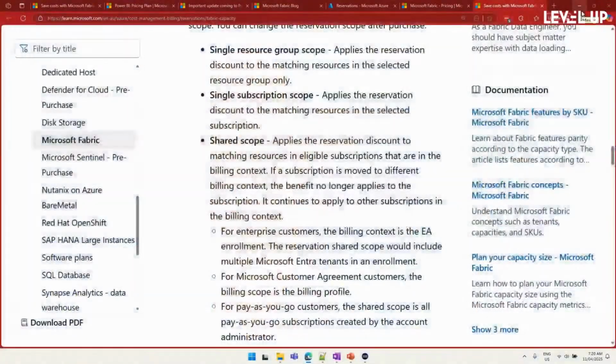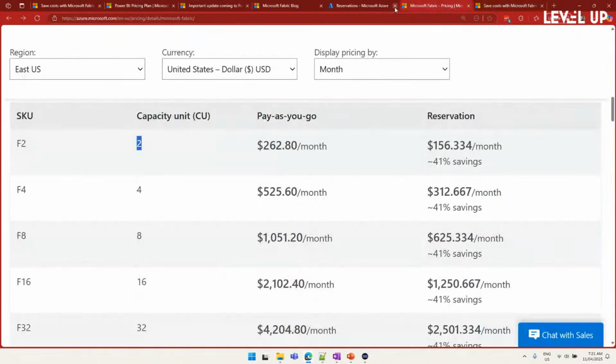So let's go back one more second to show you about reservations. I think that's clear. The discount, I think, is great. I remember initially when they released this, there was a 1 year option and a 3 year option, and now everything is just one option, 41% discount. I think that is quite good.